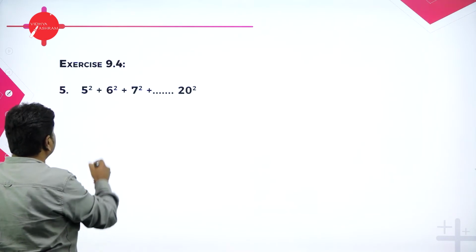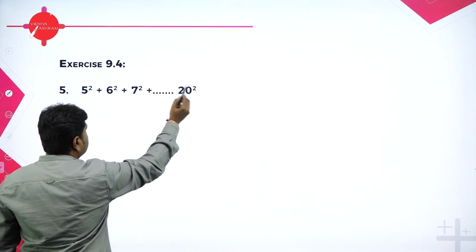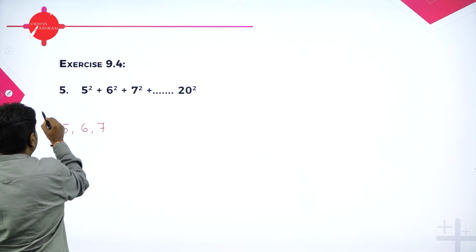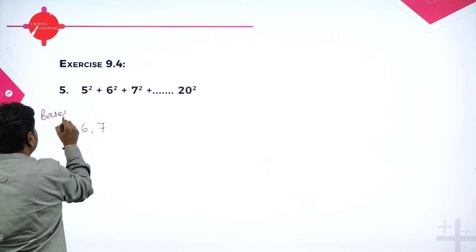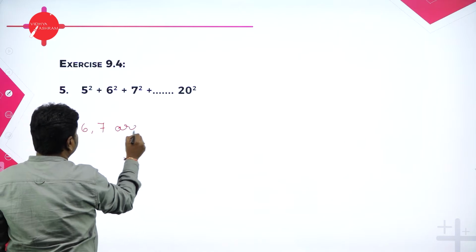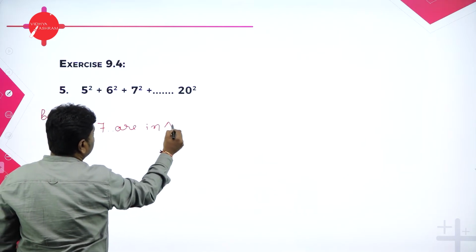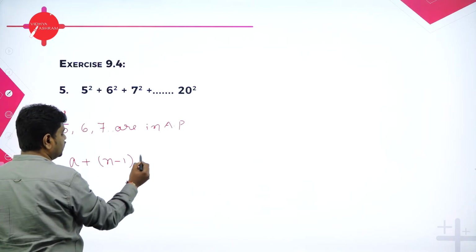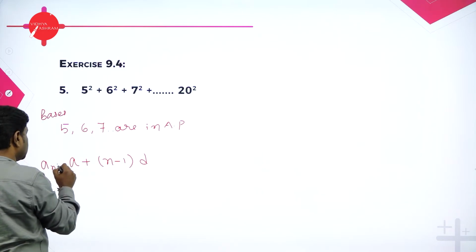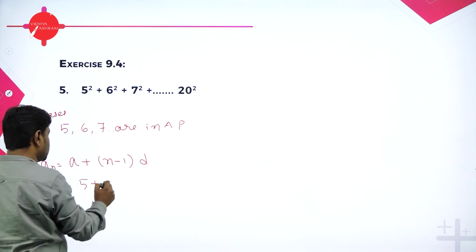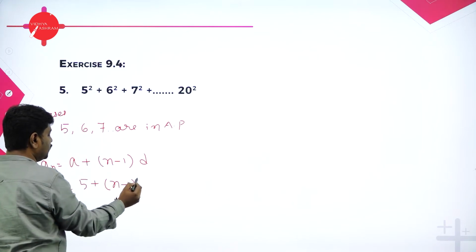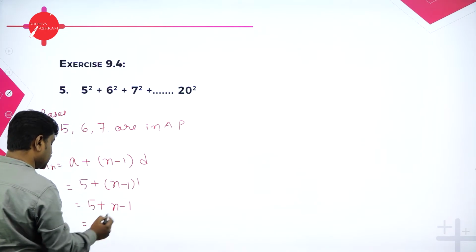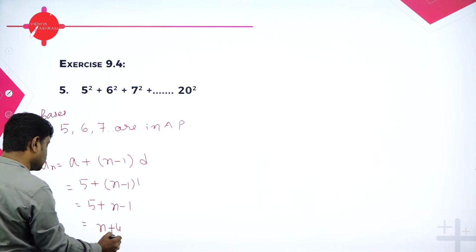Next interesting question. 5 square plus 6 square plus 7 square plus so on up to 20 square. First I'll see 5, 6, 7, the bases. I'm observing the bases. The index is the same. So, bases are in AP, or arithmetic progression. I'll write the general term. What is the general term in AP? a plus n minus 1 into d is the nth term, an. a means the first term. First term is 5, plus n minus 1 into the common difference. Common difference is 1. So, it will become 5 plus n minus 1. 5 minus 1 is 4. n plus 4. So, this is the general term.